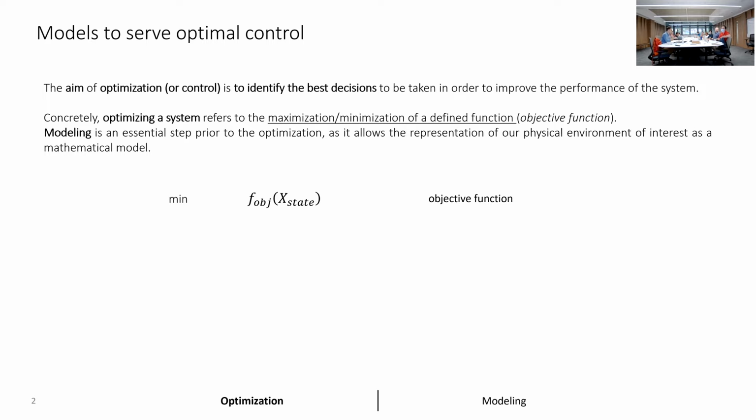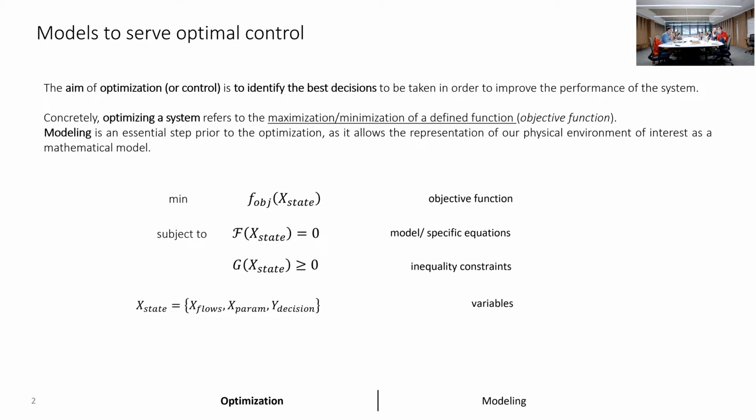Concretely, we define an objective function that we try to minimize, that is a function of state variables. This is subject to a couple of constraints. We have model-specific equations, defined as a function of the state variables, that could be equal to zero. We have inequality constraints, another type of function that should be greater than or equal to zero, for instance. And we have a couple of variables, here including flows or parameters, but more importantly, decision variables. Decision variables are the free variables that the optimization process is able to toy with to choose what is the best decision variable.